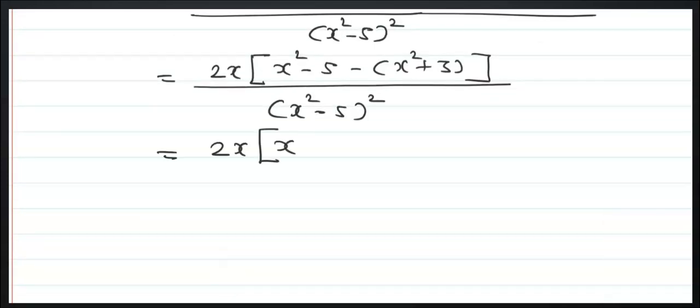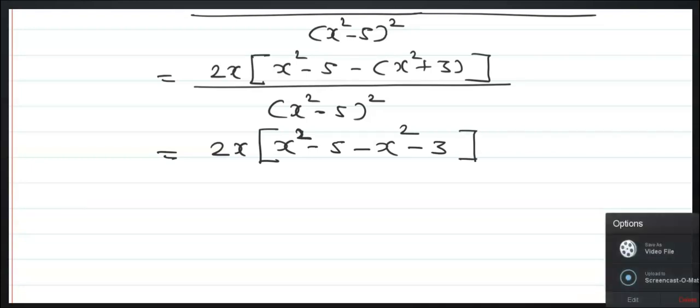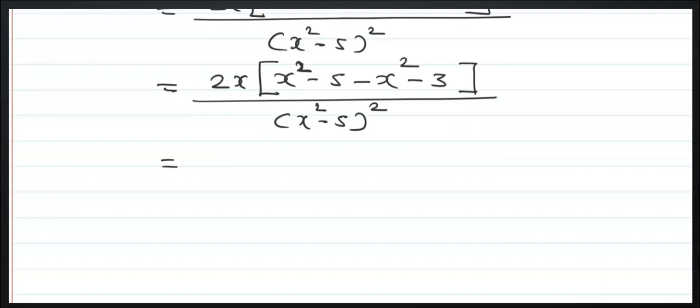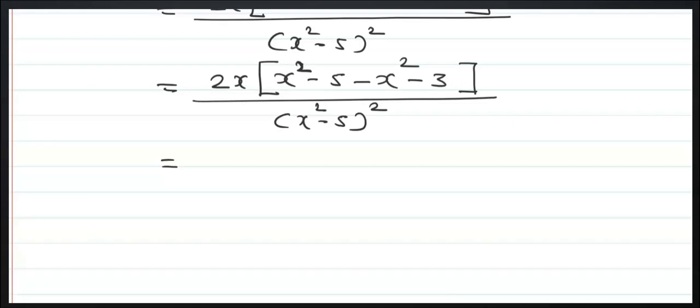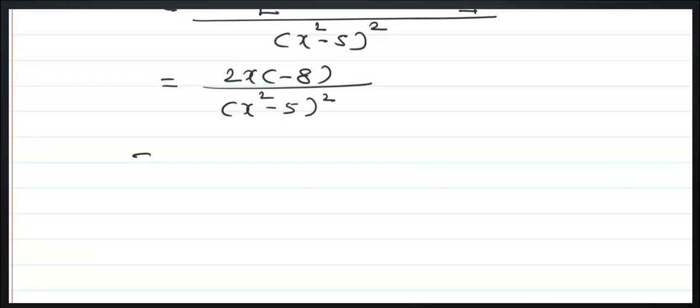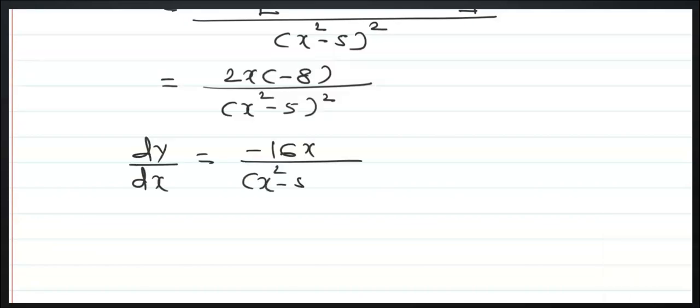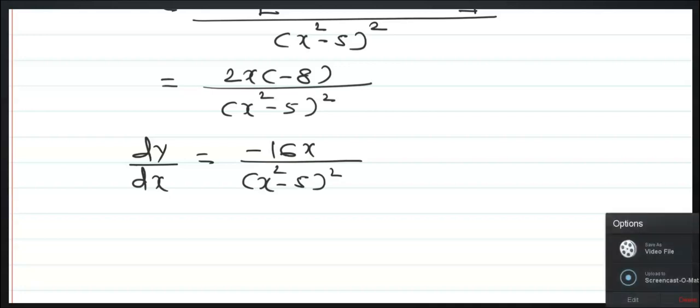Again, see this after simplification. That is 2x into (x square minus 5 minus x square minus 3). Now x square minus x square gets cancelled. Therefore 2x into minus 8, you will get 2x minus 8 upon (x square minus 5) bracket square. Therefore dy by dx is equal to minus 16x upon (x square minus 5) bracket square.